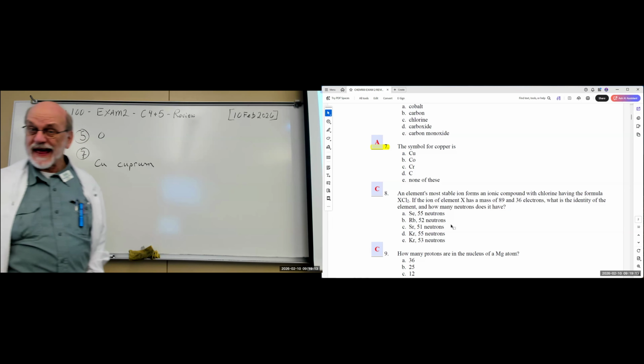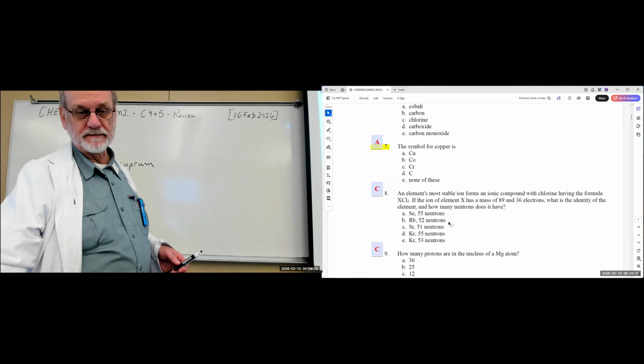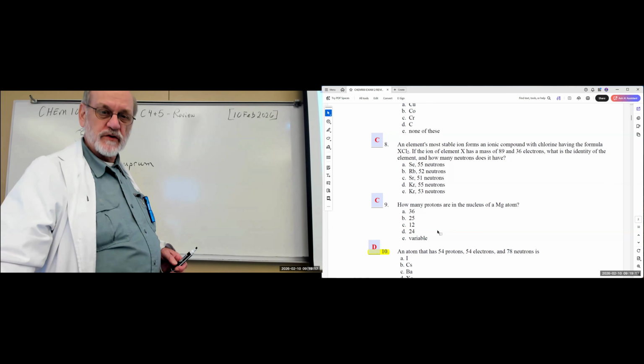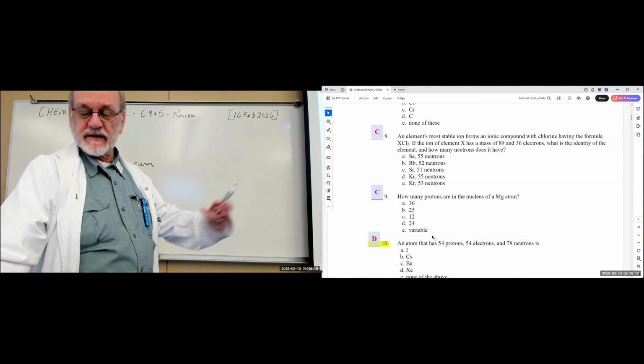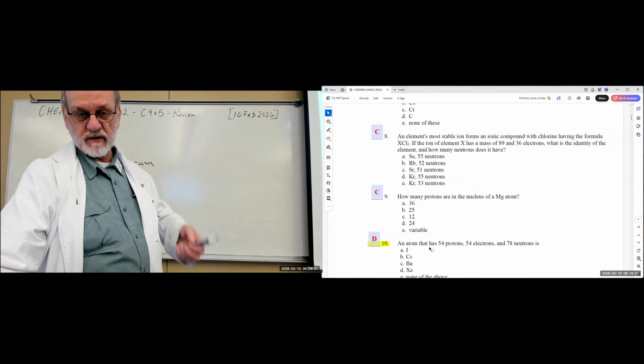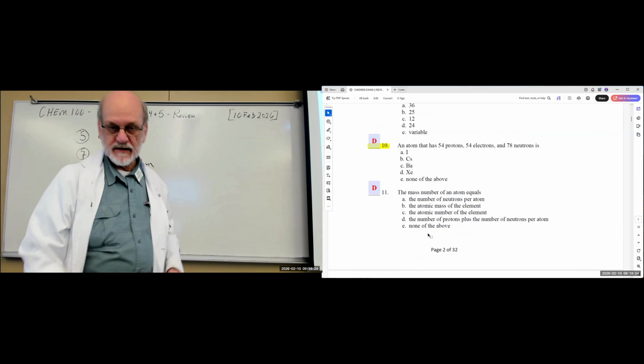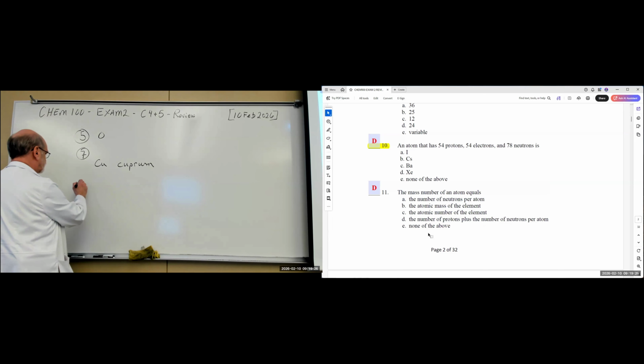Cuprum. It's one of those Latin words. All right. The ones we skip are repetitive for some that I'm going to cover. All right. So let's go to number 10.